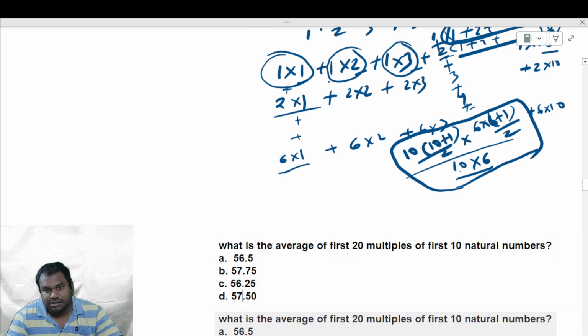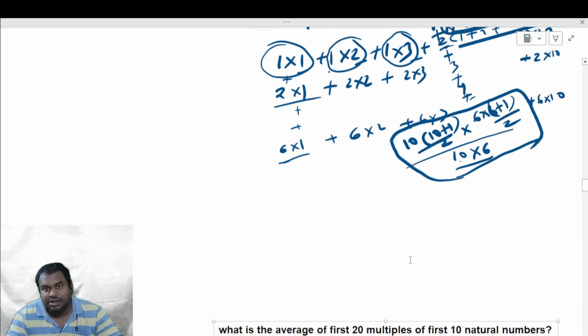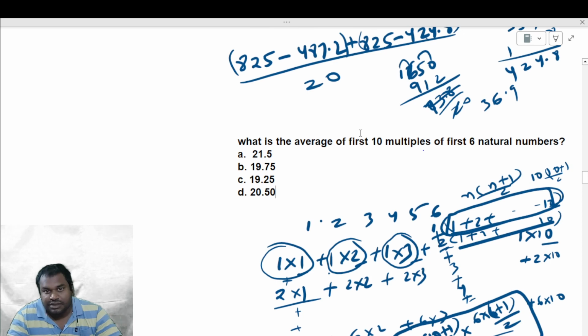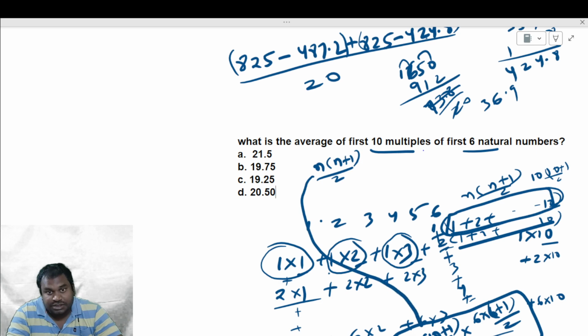In the question, it is asked to find the average of the first 10 multiples of the first 6 natural numbers. Write the formula for the sum of the first n natural numbers: n into n plus 1 by 2. In place of n, put 10: 10 into 10 plus 1 by 2. Next, for the first 6 natural numbers: 6 into 6 plus 1 by 2.